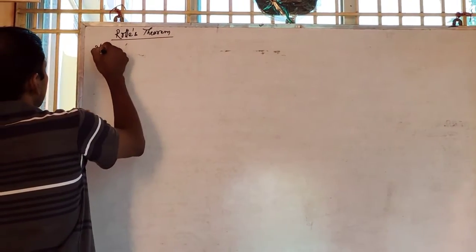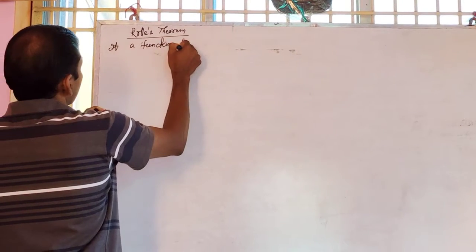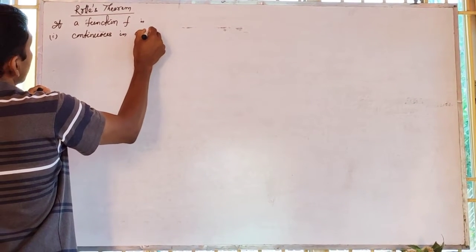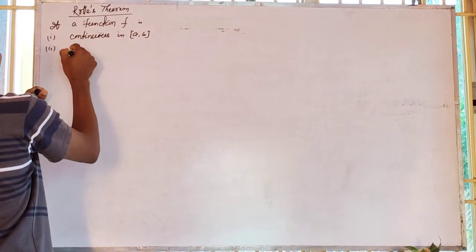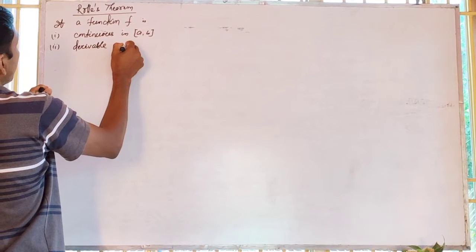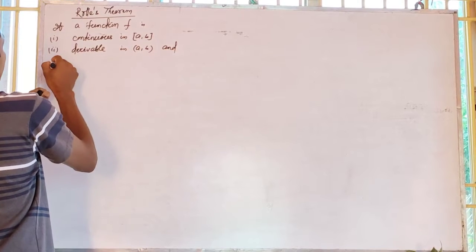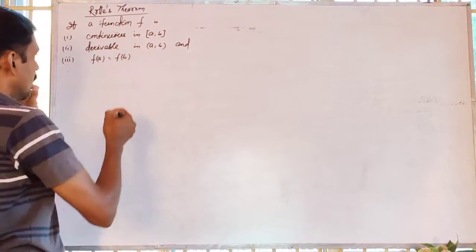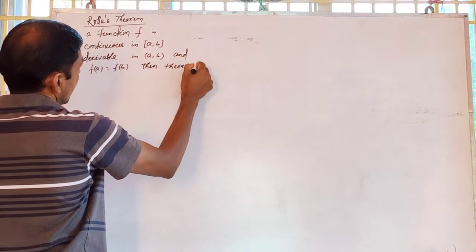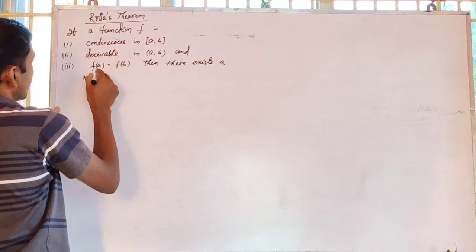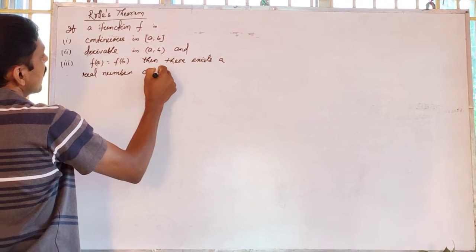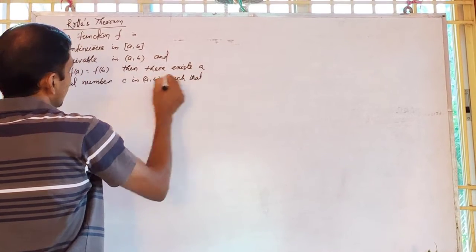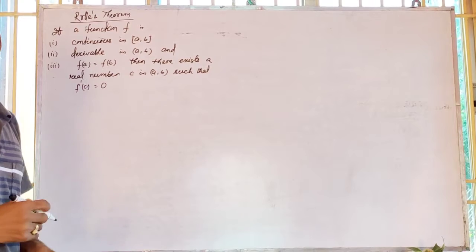The statement is: if the function f is continuous in a closed interval [a, b], derivable in the open interval (a, b), and f of a equal to f of b, where a and b are the endpoints of the interval, then there exists a real number c in the open interval (a, b) such that f dash of c equal to 0.